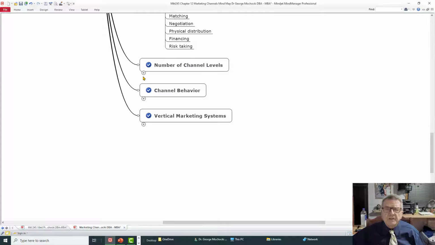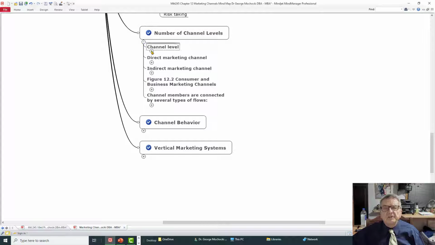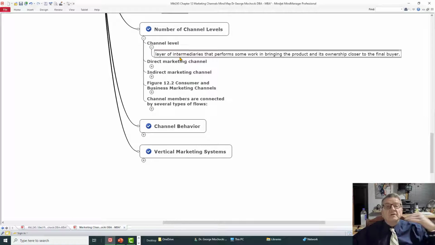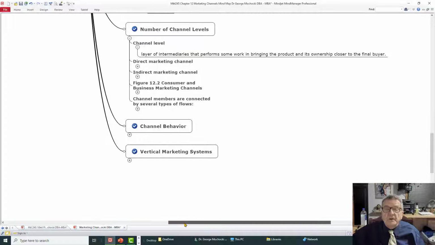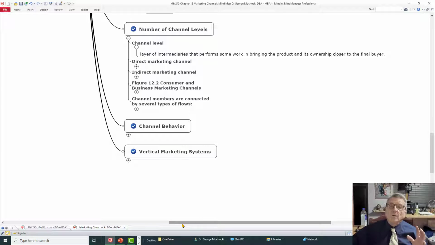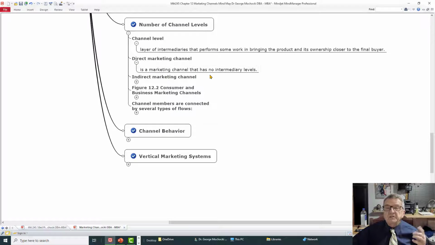Okay, the number of channels and levels. Each layer of intermediary performs some work in bringing the product or ownership to the customer. So you have direct marketing channels. Remember, I'm going really quickly; we've done this for the discussion, or take me for the course. A direct marketing channel is a marketing channel that has no intermediary level, going directly to the customers.